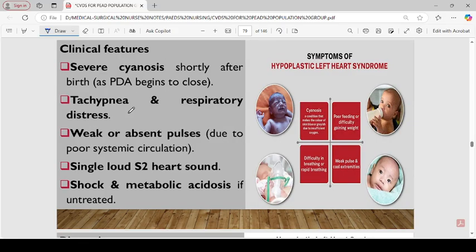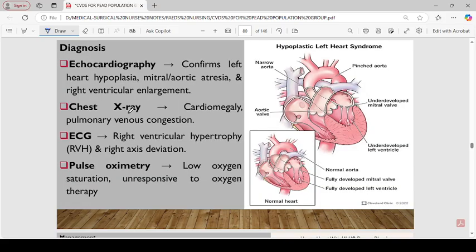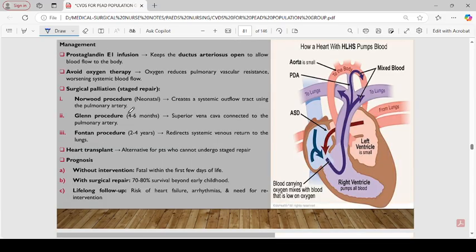Patients with this condition, hypoplastic left heart syndrome, are going to present with severe cyanosis, tachypnea, weak or absent pulses, a single loud S2 heart sound, shock, and metabolic acidosis if left untreated. You can diagnose this condition through echocardiography, which confirms left heart hypoplasia, mitral and aortic atresia, and right ventricular enlargement. You could also do chest X-ray, which shows cardiomegaly and pulmonary venous congestion. ECG shows right ventricular hypertrophy and right axis deviation. Pulse oximetry will show low oxygen saturation unresponsive to oxygen therapy.